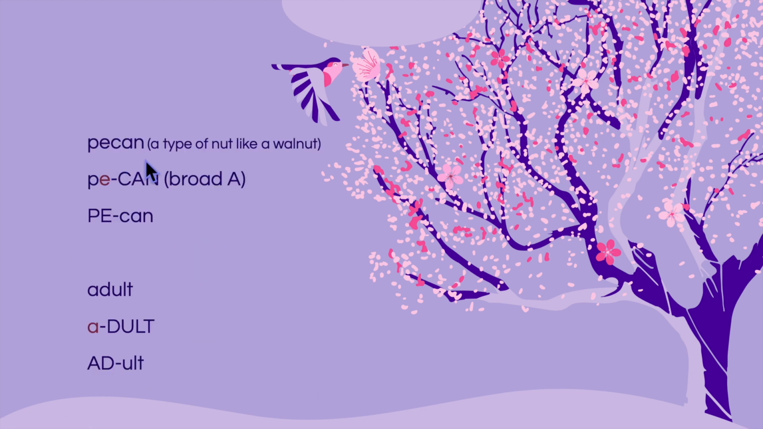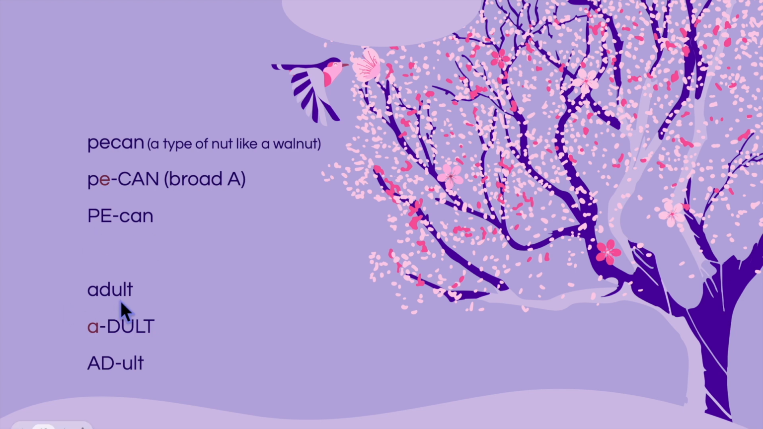Here's a word that refers to a type of nut that is similar to a walnut. In some places, people say pecan, where the E schwas, and the A has the broad A sound of ah. In other parts of the United States, people say pecan.